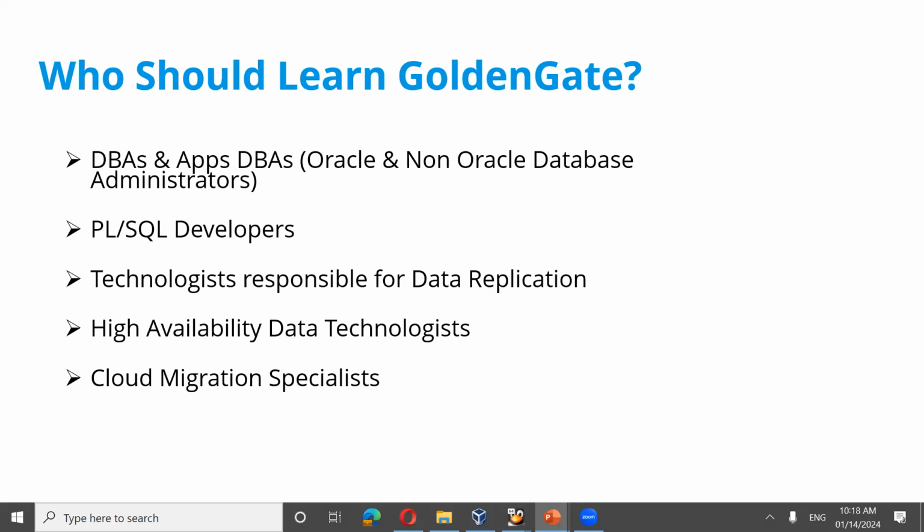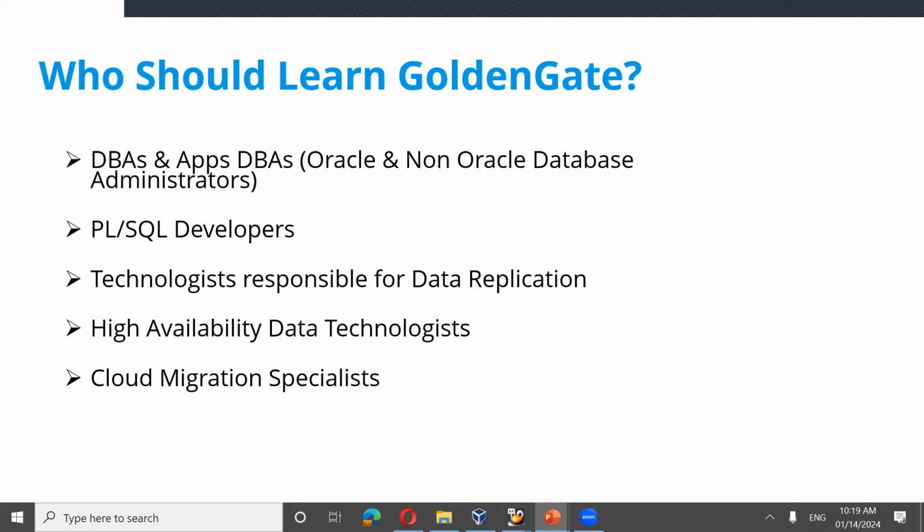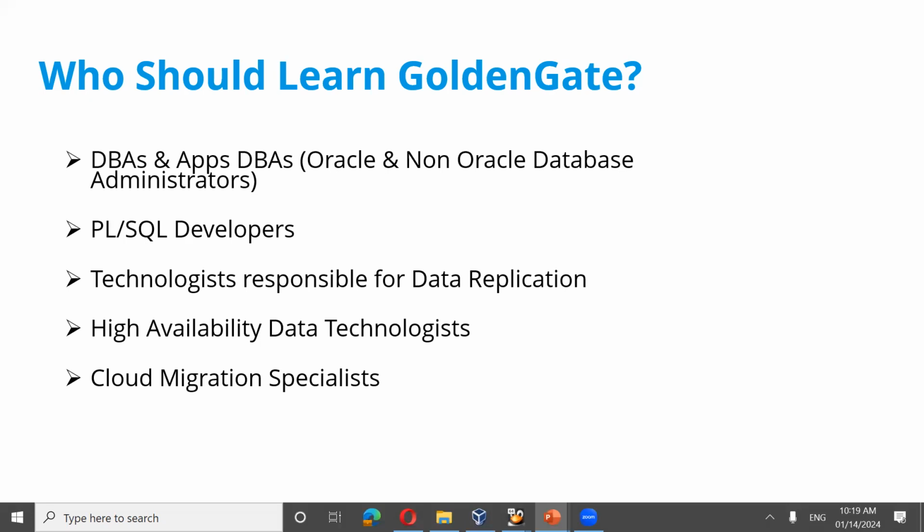But apart from replication, you can use GoldenGate for business intelligence purpose. You can use GoldenGate for data migration. In fact, nowadays GoldenGate is used for data migration purpose. Say, for example, you want to upgrade the database as well as migrate the database from 11G to 19C and you want to migrate from on-prem to cloud, you can use GoldenGate for zero downtime upgradation. That is the advantage of it.